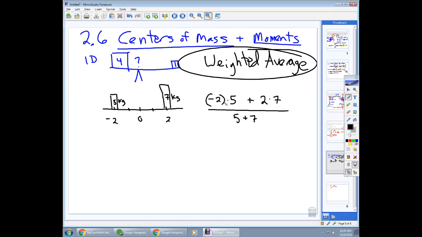So cleaning that up, what do we get? -10 plus 14, that's what I meant, which is 4, and then 5 plus 7 is 12, and 4 divided by 12 is 1/3. So if we locate 1/3 on the number line, about right there, that would be the center of mass for this system.